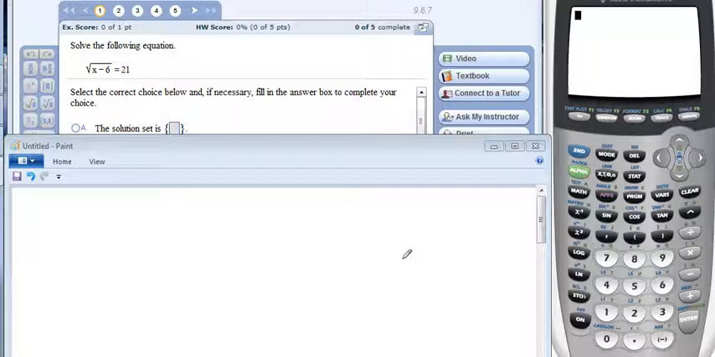So there's not a whole lot that's new in here, except for the fact that we have something called extraneous solutions or extraneous roots.